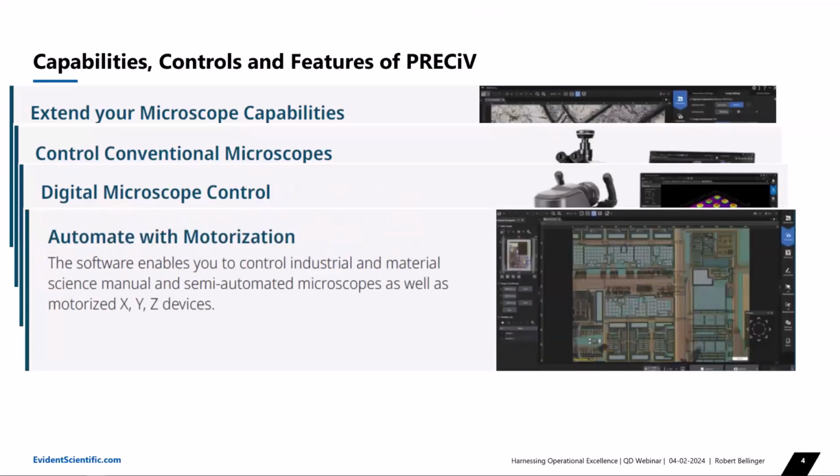When you connect the system to a semi-automated microscope, including motorized third-party staging systems for X, Y, and focus Z devices, we can automate all that motorization with the PRECiV software. It has a suite of functions for stage control, the ability to create points and alignments, the ability to do image stitching, and not just X, Y, but X, Y, and Z for focus as well.